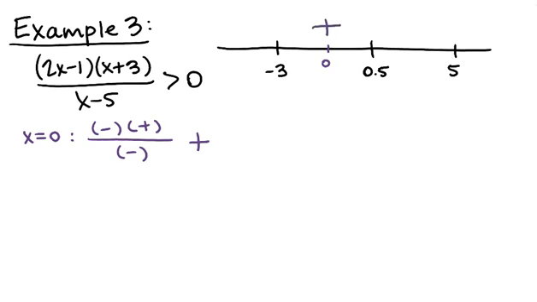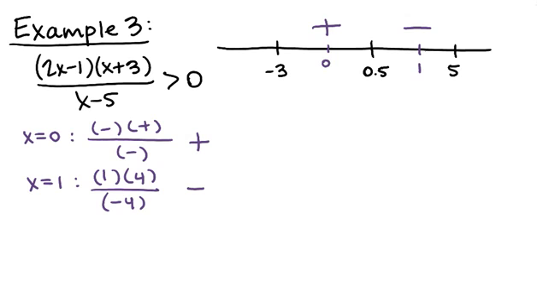And then for a number between 0.5 and 5, I'm going to choose x equals 1. So x equals 1. And when x equals 1, I've got 2 minus 1 is 1. 1 plus 3 is 4. Over 1 minus 5 is -4. Sometimes you can just write positive, negative if you like, and you can put the actual numbers if that makes you feel better. It really doesn't matter. So I've got 4 over -4 is -1, which is a negative number. So it's negative through here.